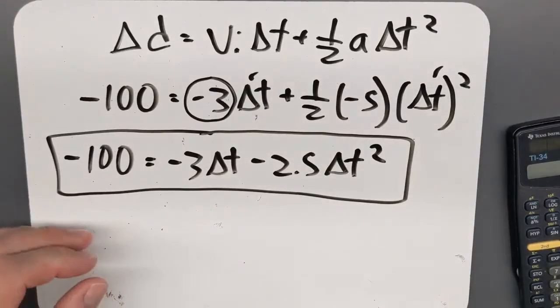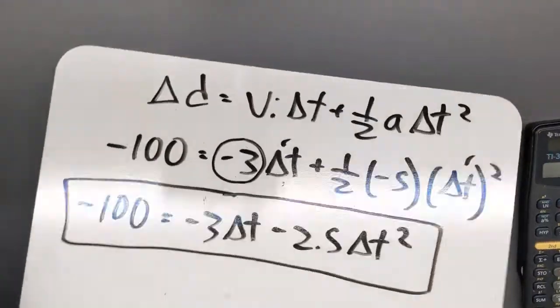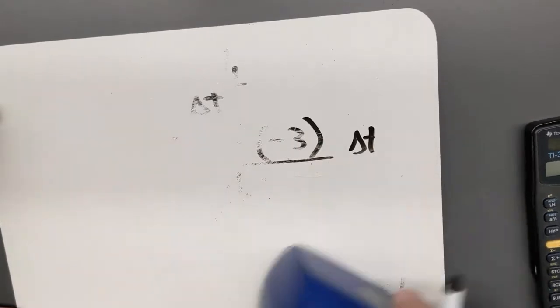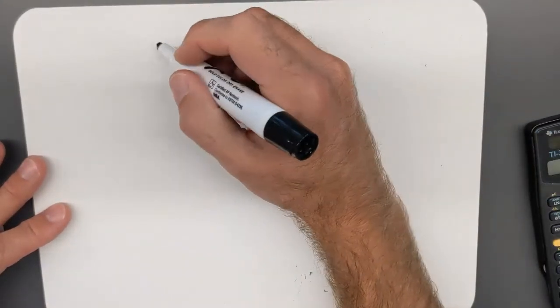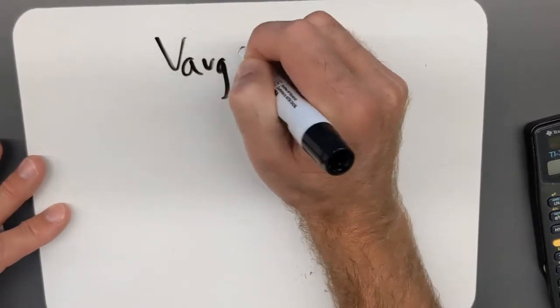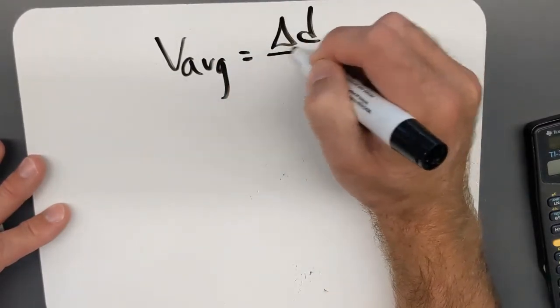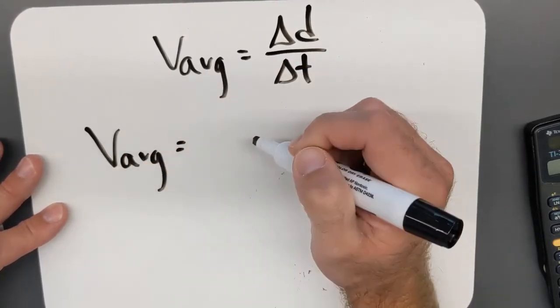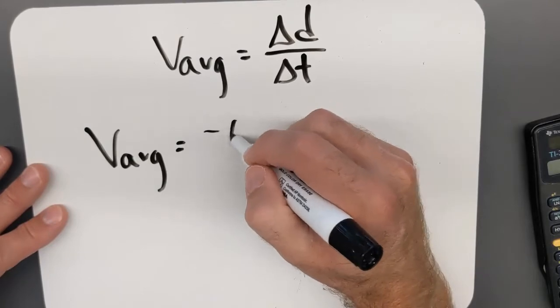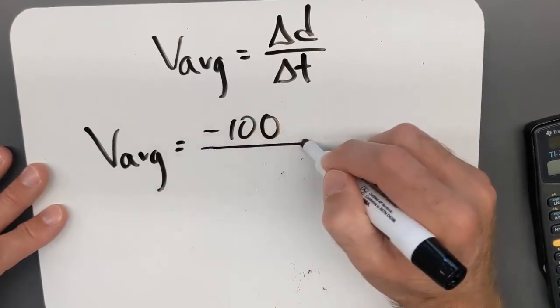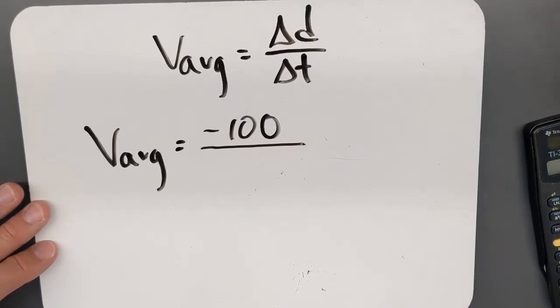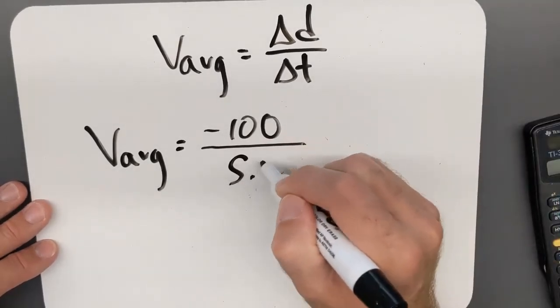Now to finish off this problem, we want to find the car's average velocity. So let's erase this. Average velocity is always, always, always the same equation. It doesn't matter what type of movement we are going in. Delta D over delta T. So our average velocity equals our total displacement, which in this case is negative 100. And the time we just figured out, shoot, I just erased it and I don't know what it was. I think it was 5.76. I don't know. Look back in the video.